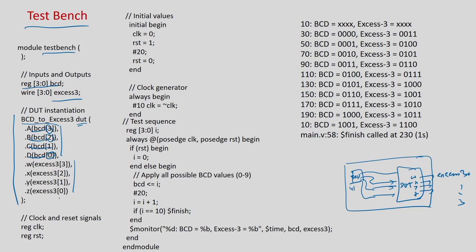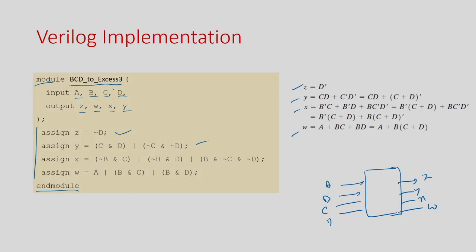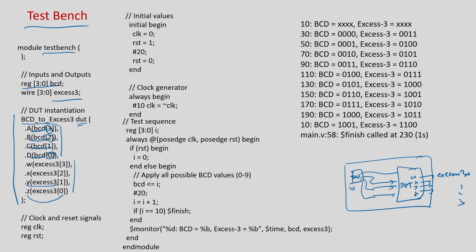Similarly, I just store this Z in XS0, because Z is my final bit, right? So Z, Y, X, and W. I make the connections accordingly, right? So I make Z as XS0, Y is XS3, X is this and this. So, you know the syntax of this. This way you make this connection effectively, right?